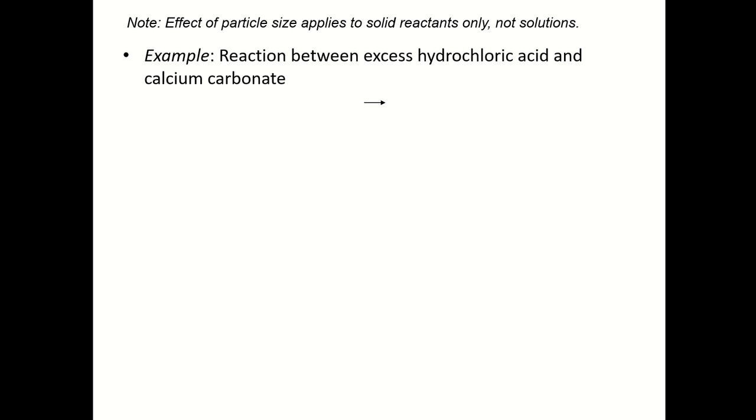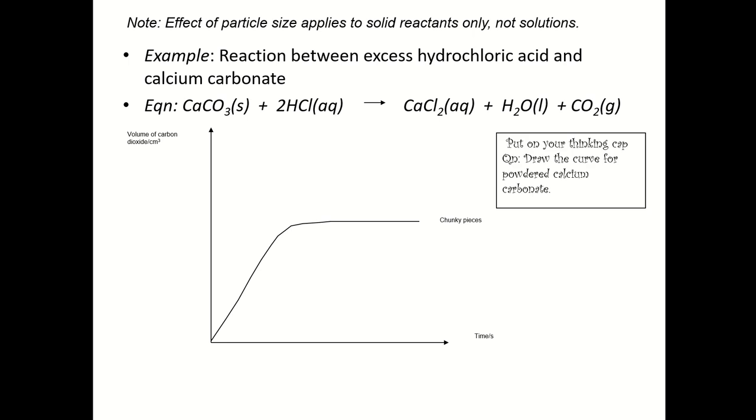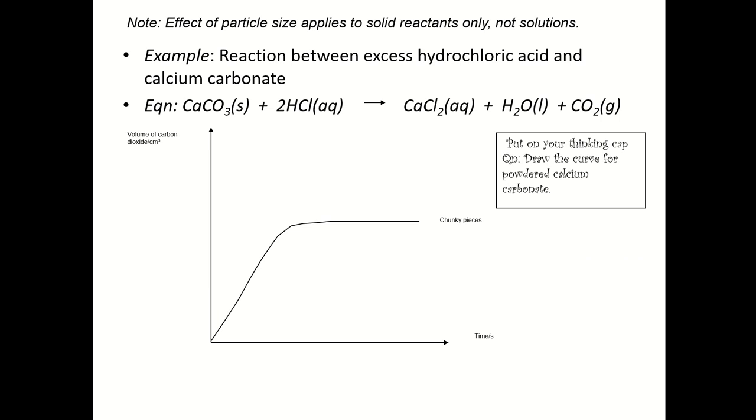Okay, so if you look at the graph, let's say you have the reaction that we have done, calcium carbonate in lumps, and now we do the reaction for calcium carbonate in powdered form. So how do you think the graph will look like? This is for lumps, big chunky pieces. And now we repeat the experiment with powdered calcium carbonate.